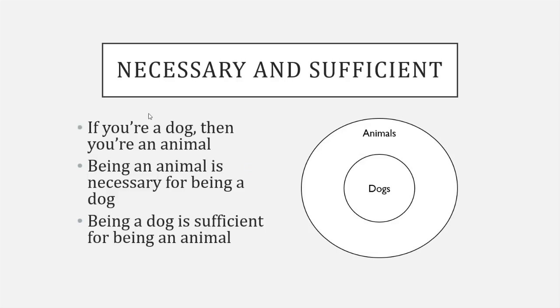So here's an example to think through this. If you're a dog, then you're an animal. True, right? There's no dogs that aren't animals. All of the dog cases, anything you find in the world that is a dog, is contained within the set of things that are animals, right? Excluding weird robotic dogs. Let's just assume that we're not talking about that. So that's the same as saying being an animal is necessary for being a dog. You can't be a dog if you're not an animal. It's necessary.